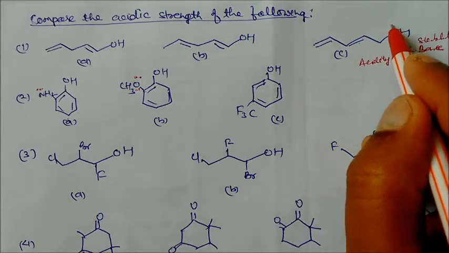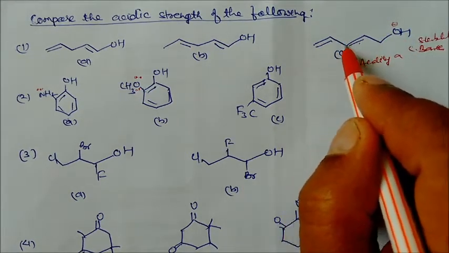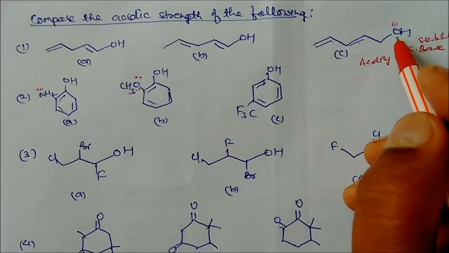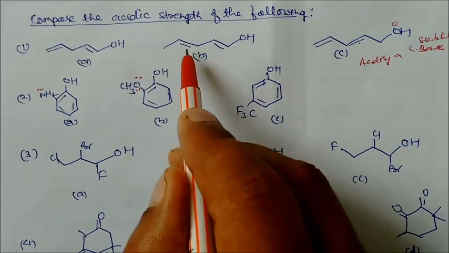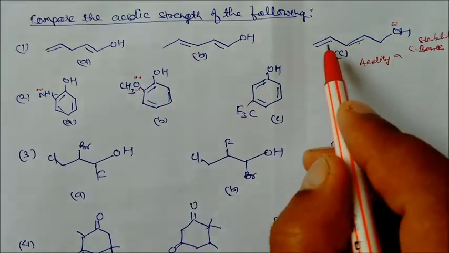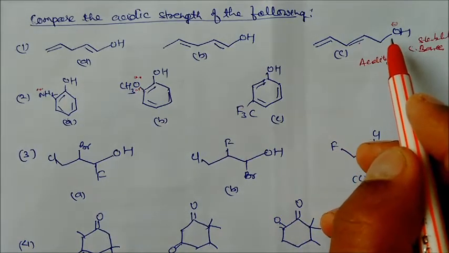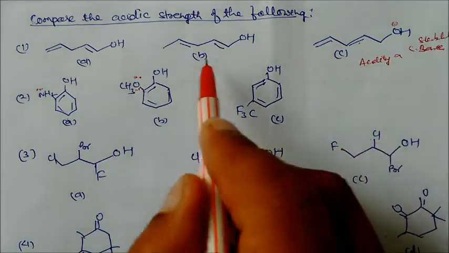Here again, after the anion, this will be your pi electron, so this will again conjugate with each other. But if you see in this case, this is again consecutive, so there is a possibility of more conjugation here.